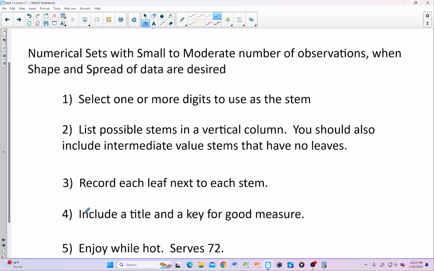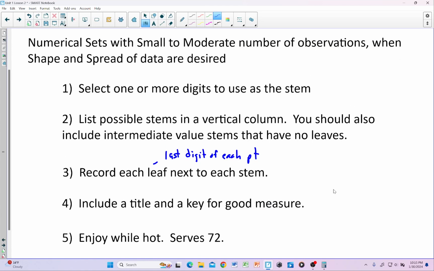Okay, so list possible stems in a vertical column, include intermediate values, record each leaf next to each stem, and each leaf is essentially the last digit of each data point. So last digit of each point. Include a title and a key for good measure. Enjoy while hot, serve 72. Why 72? Why, that's you. 72 students in class.